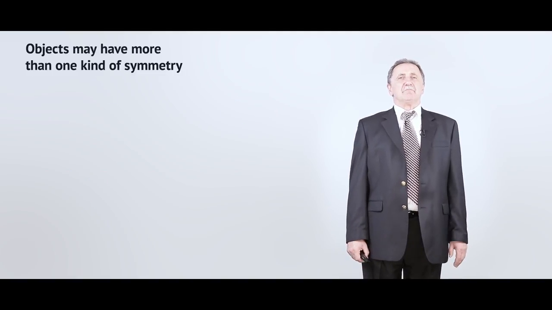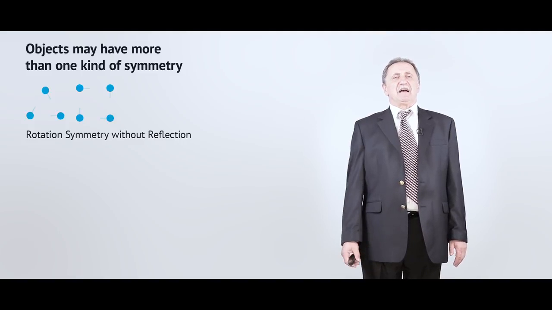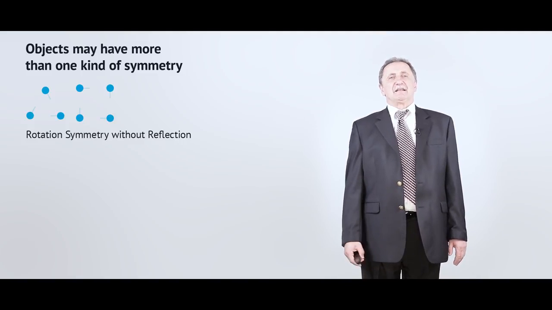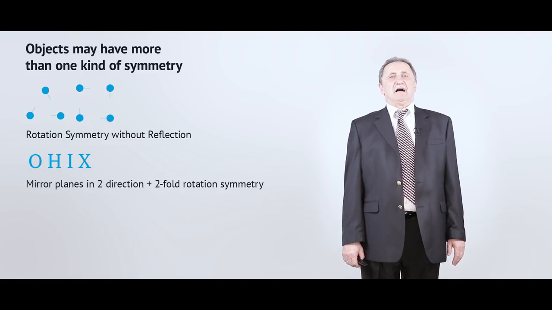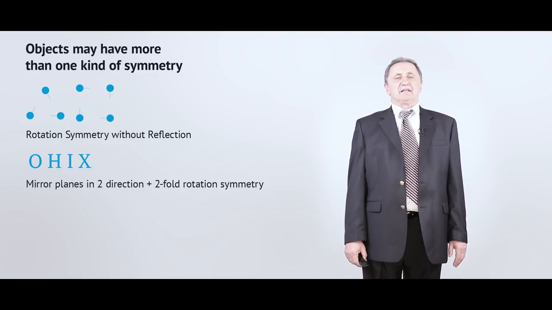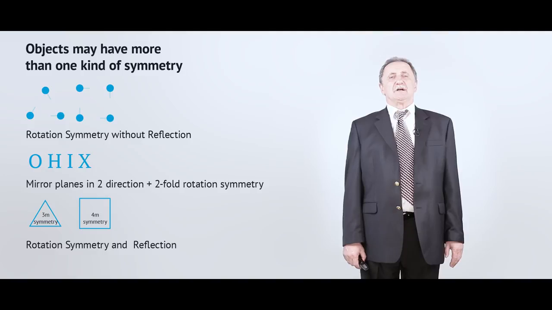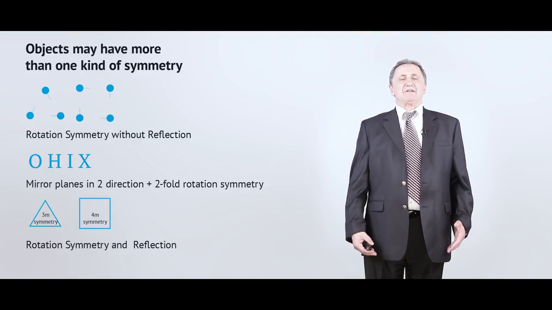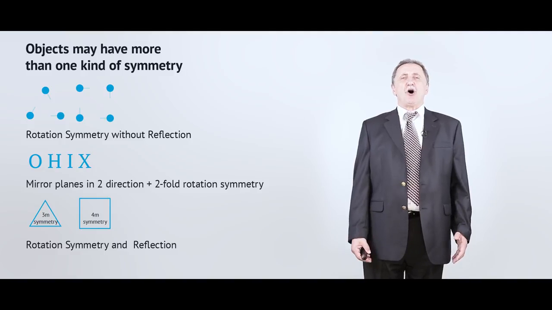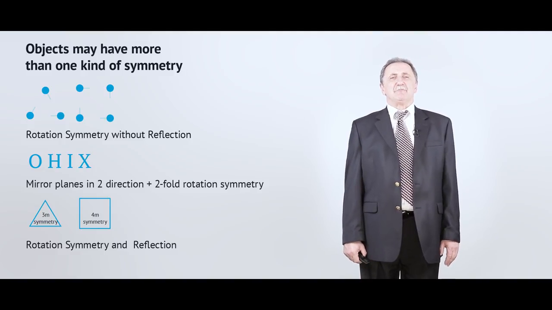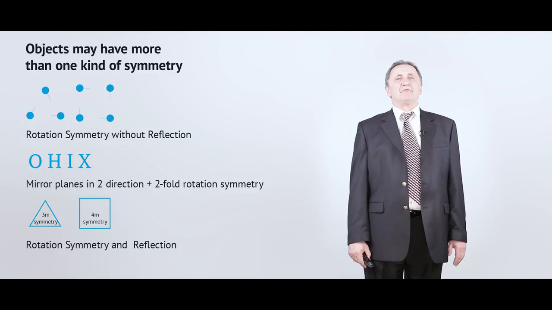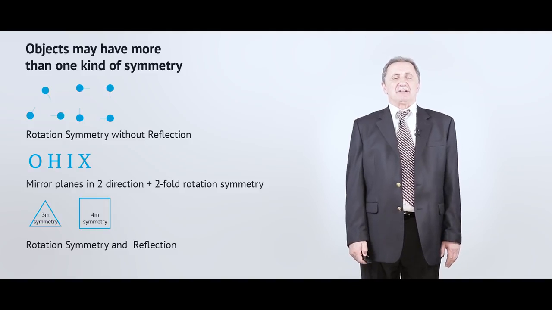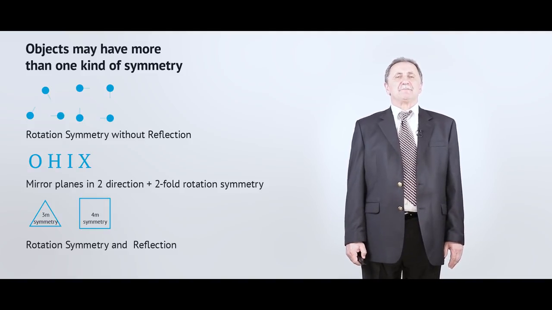So again, many objects may have different types of symmetry. They may have rotational symmetry, and at the same time they may have mirror symmetry, and they may have 2 types of mirror symmetry, and so on and so forth. So again, what is the main idea? It means that each object we can describe with the help of a set of these symmetrical operations, and this is very important for us.